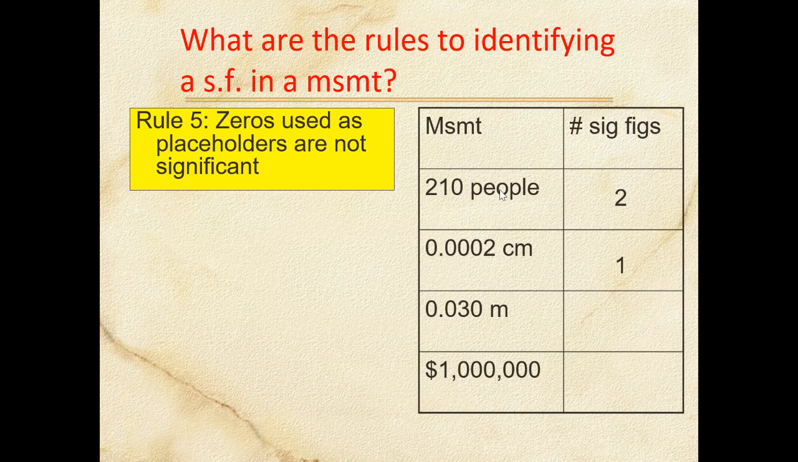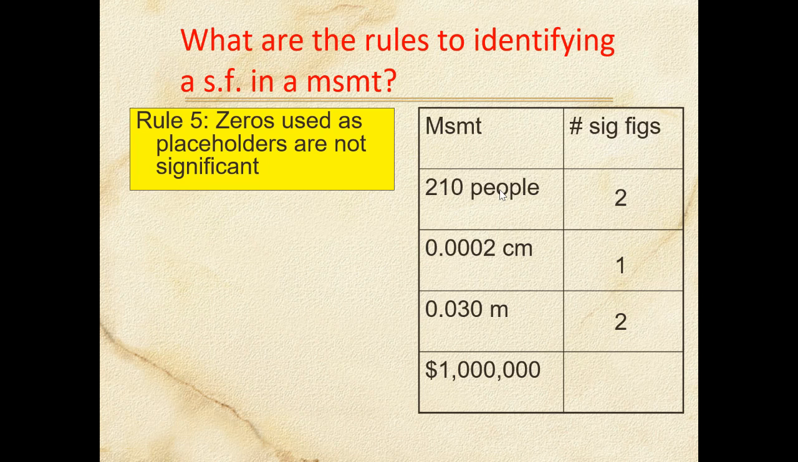In the next one, we have 0.030 meters. In that one, the 0 to the left of the decimal place is not significant. The 0 to the right in the 10th place is also not significant. That is considered a placeholder. The 3 is significant, and the 0 at the end of the decimal place of the number is significant. The reason that is significant, again, is because of rule number 3. The final 0 to the right of a decimal place is always significant. So there are 2 significant figures in that case.